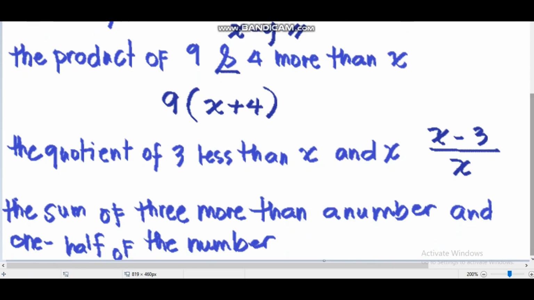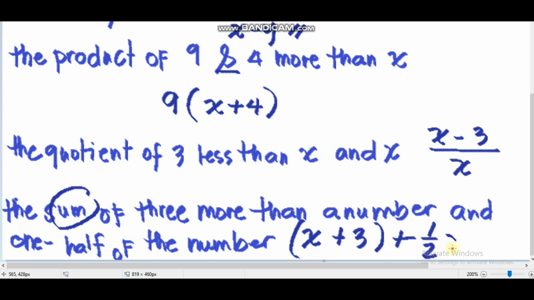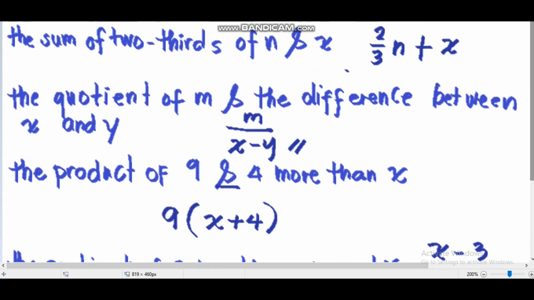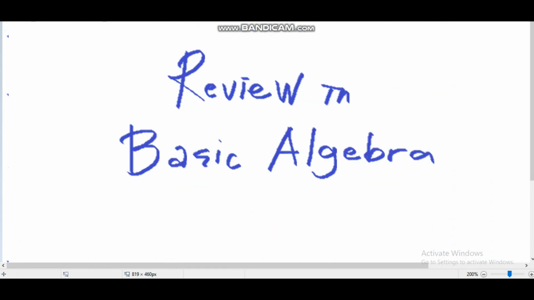The last one here is the sum of 3 more than a number and 1/2 of the number. So the sum of 3 more than a number. Let's just say x is our number. So 3 more than a number is x plus 3. It is a sum, so you will have plus 1/2 of the number. So this is how you represent the verbal expression as a mathematical expression. Okay? Review in basic algebra.